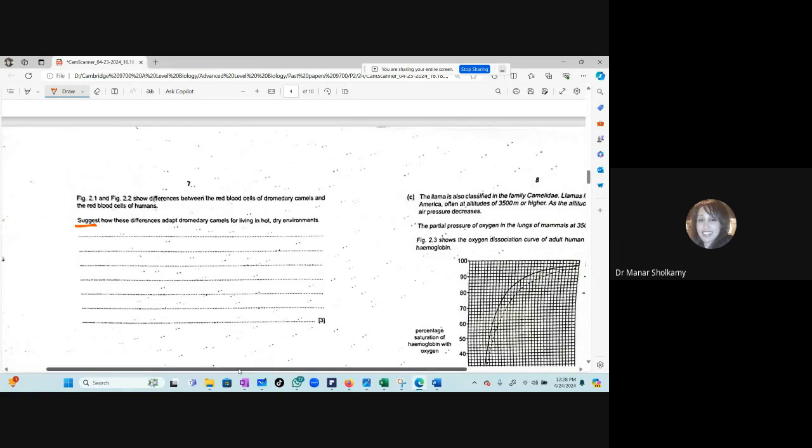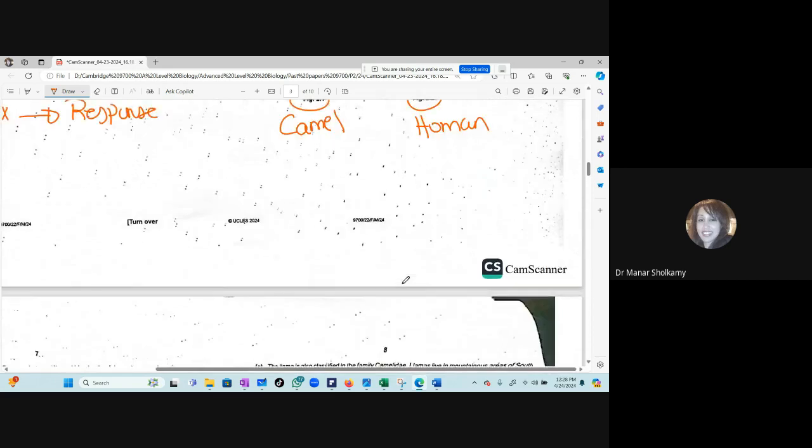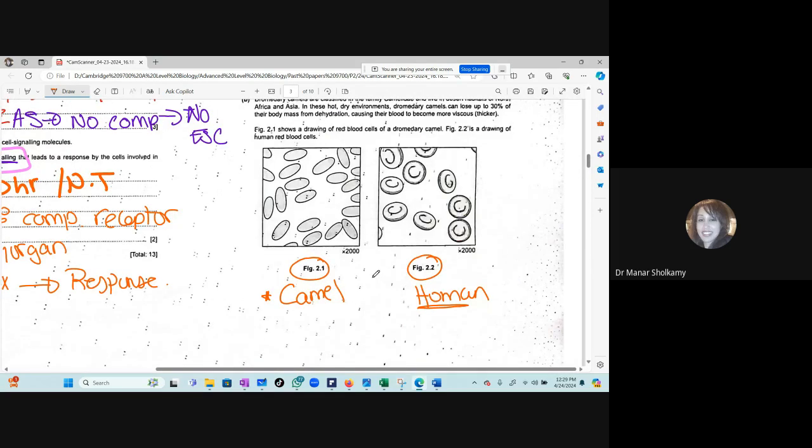So, these are the red blood cells of the camels, and camels live in the desert. Can you look at the picture and suggest how these red blood cells can adapt to dehydration, but the human red blood cells cannot adapt to dehydration? What do you see?